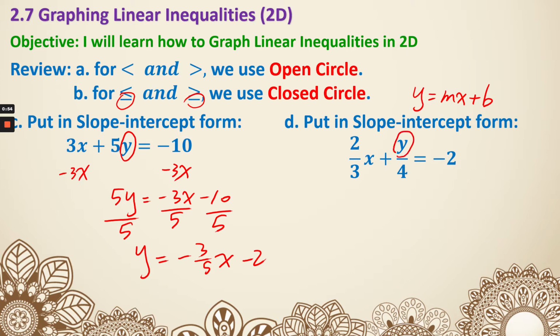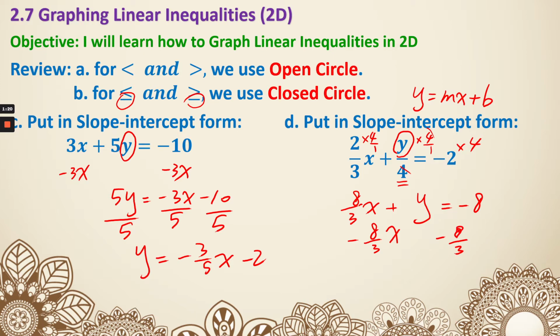As for the other one, solve for y, I'm going to get rid of my denominator first. However, this is not solving an equation, so all I need to get rid of is the 4. So I'm going to multiply everything by 4. Then I got 8 over 3 x, that's 4 over 1, so 8 over 3, then plus that 4 over 1 just cancels with the 4, so just y equals negative 8. Now I'm going to move the 8 over 3 x over, so y equals negative 8 over 3 x, minus 8. That is slope-intercept form, y equals mx plus b.